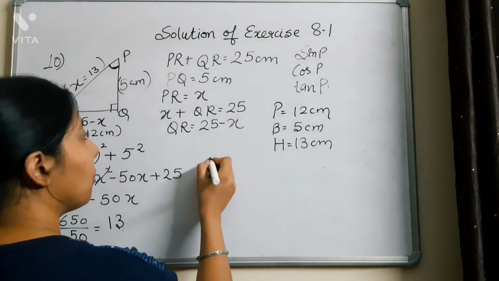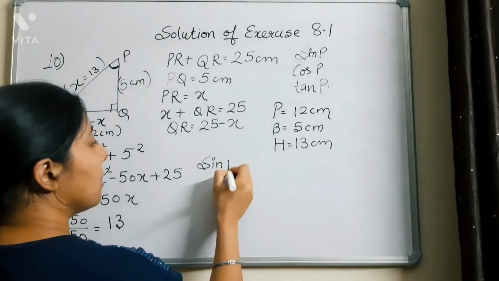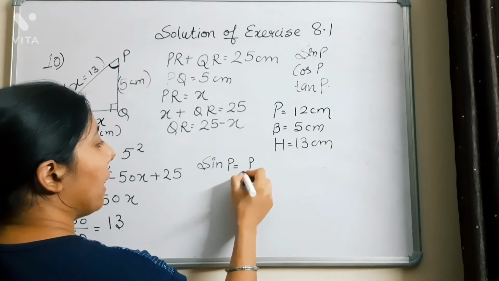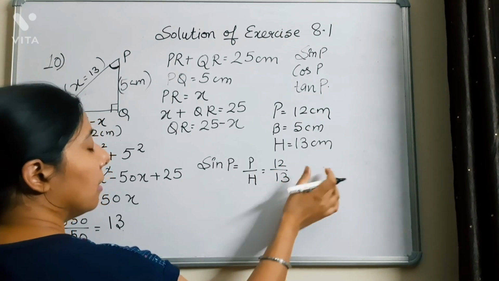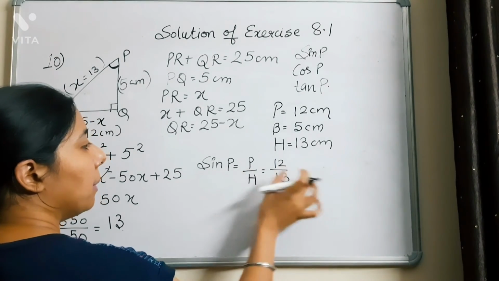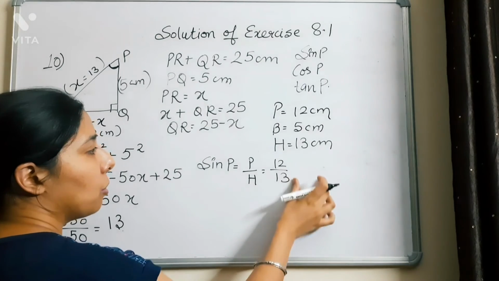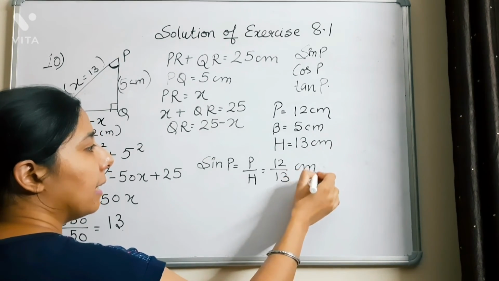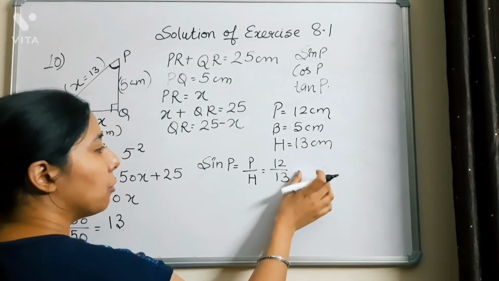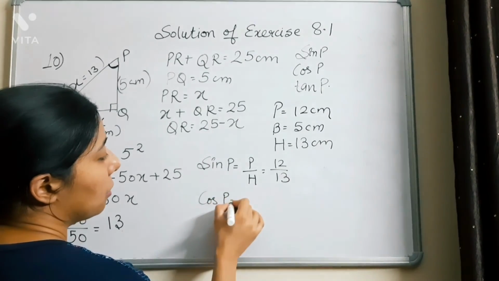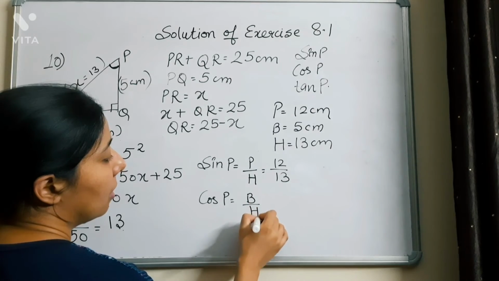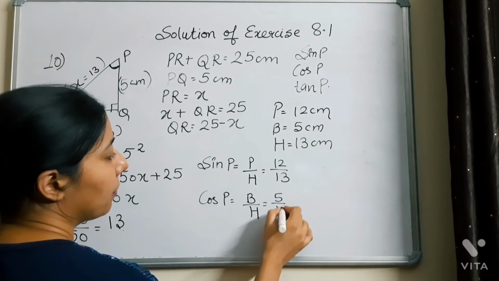So first we will calculate sin P. Sin P is equal to perpendicular upon hypotenuse, that is 12 by 13. There is no unit for sin P or any of the trigonometric ratios. Never write it as centimeter or anything you are given with. It is a unitless term. So next you will write for cos P. It is equal to B by H. So that is 5 by 13.